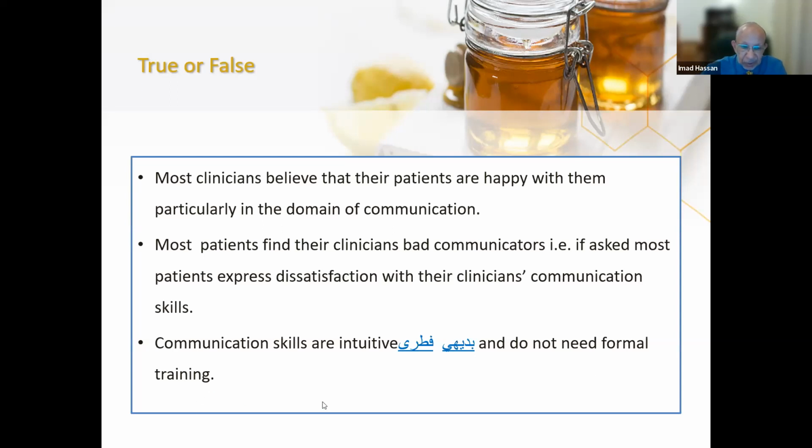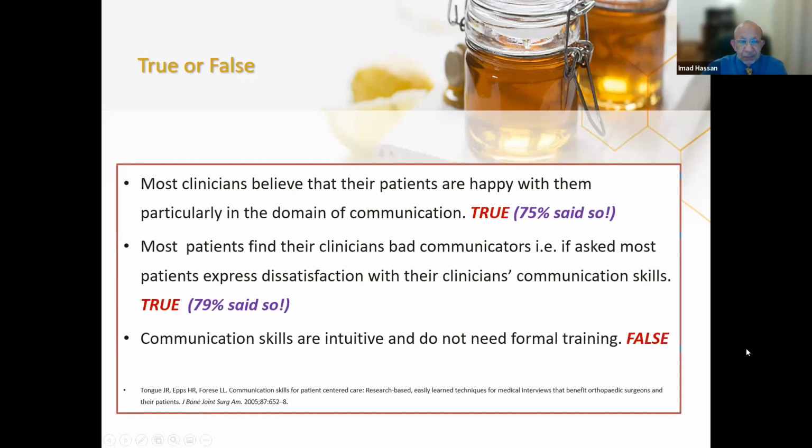So the 3 answers, right, if you actually look at the answers for these 3: as a matter of fact, most clinicians do believe that they are good communicators. 75% said so in one study. But actually, when the patients were asked, the majority thought that these clinicians were bad communicators, right? So it just tells how discrepant is what clinicians perceive and what patients actually perceive about communication. Clinicians tend to believe that they are good communicators, but as a matter of fact, patients most of the time don't feel so.